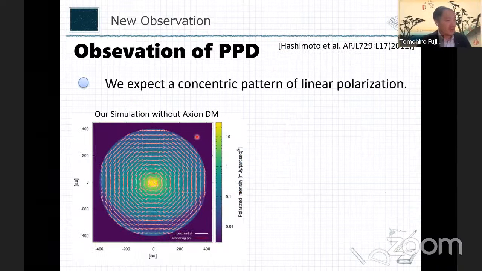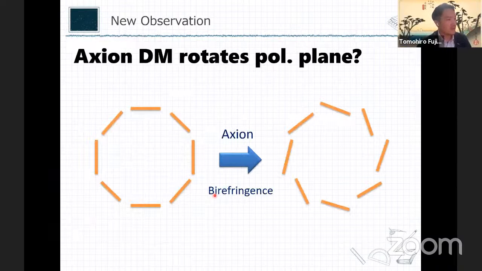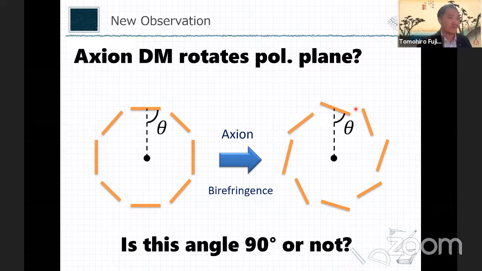So now we know the initial pattern of polarization. We expect that during the propagation from this PPD emission point to Earth, axion birefringence from dark matter axion distorts this concentric pattern into a spiral pattern. So it's interesting, right? All we need to do is measure this angle theta and ask whether it's 90 degrees or not. If it's 90 degrees, there is no axion, and if it deviates from 90 degrees, that's probably a smoking gun of axion-like dark matter.